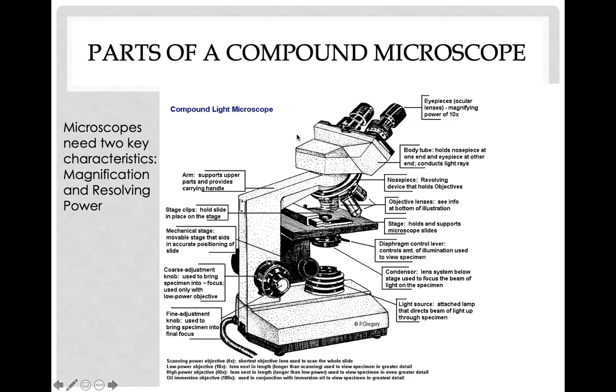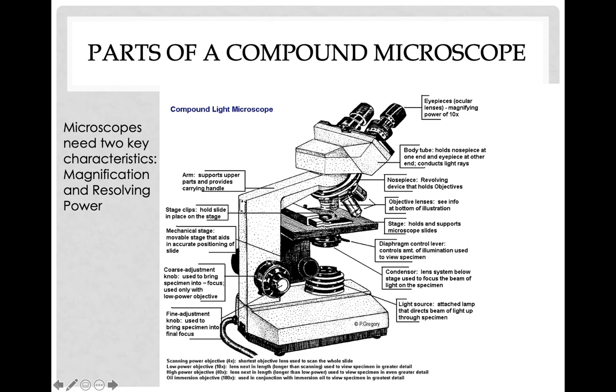So down, we have the body tube. And this is going to be the thing that connects the whole microscope together. It connects the eyepieces. It connects the rest of the microscope to the important parts. On down, we have the nose piece. This is the round portion right here of the microscope. This is going to be the revolving portion that holds the objective lenses in place. So this thing's going to spin around, the nose piece.